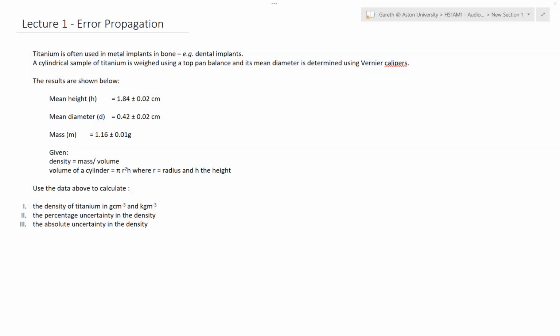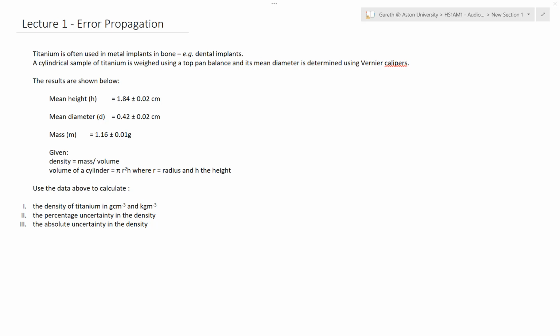In this example, we're having a look at error propagation. We're told that a cylindrical sample of titanium is weighed using a top pan balance and its mean diameter is determined using vernier calipers. The following results are shown.